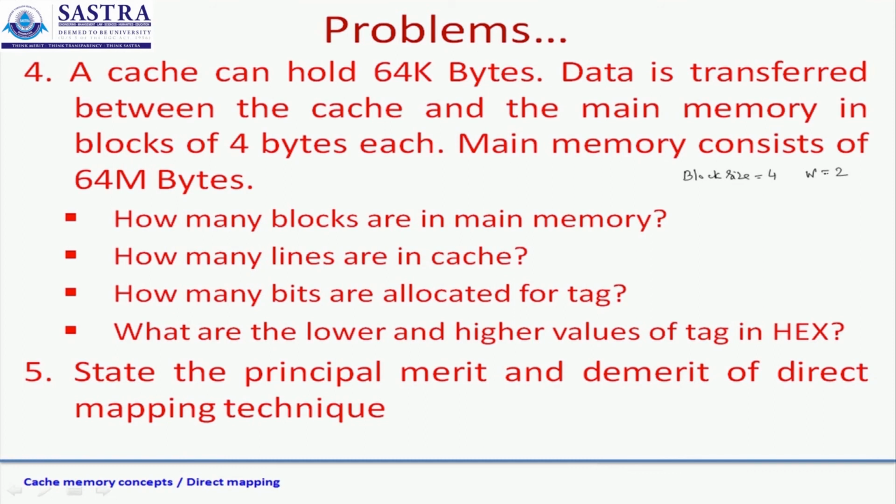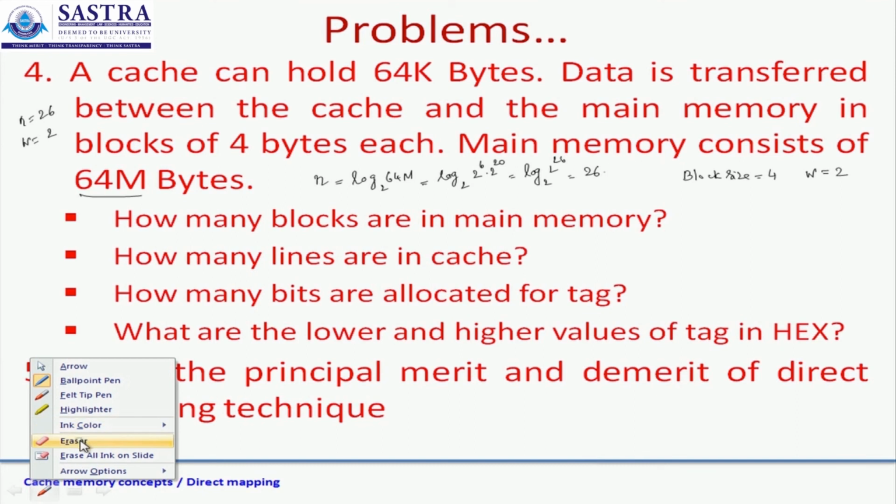Main memory consists of 64 megabytes. Log of 64M base 2 is the number of bits issued by the processor. Log of 2 power 6 times 2 power 20 base 2, which is log of 2 power 26 base 2, so 26. So we have these things now. N equal to 26, W equal to 2.